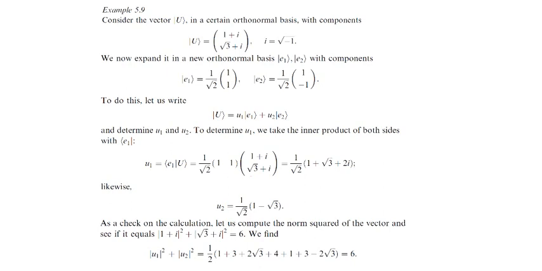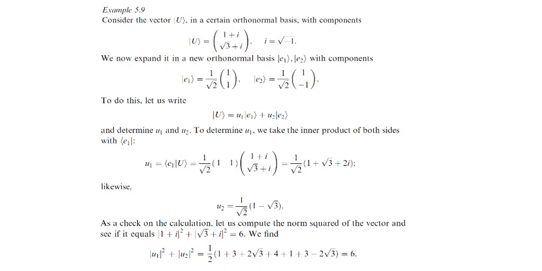Now, similarly, u2 also you can find out by taking the inner product on both sides with e2. When you take inner product with e2, this term will just be u2, and this term will become 0 because inner product of e2 and e1 is 0, and on your left hand side you will have e2 times u, and when you do that you will get 1 by root 2 times 1 minus root 3. Now to check whether the u1 and u2 that you have got is correct, please evaluate mod u1 square plus mod u2 square, and you will get the magnitude as 6.